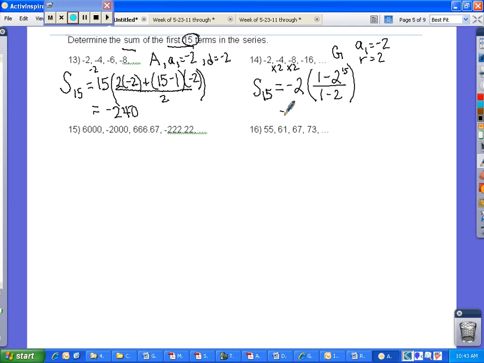If I plug that in my calculator, I will get negative 65,534.